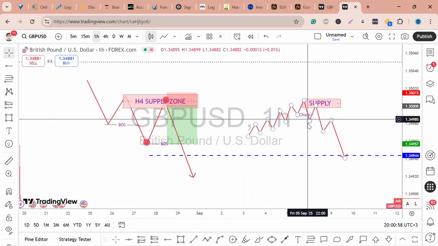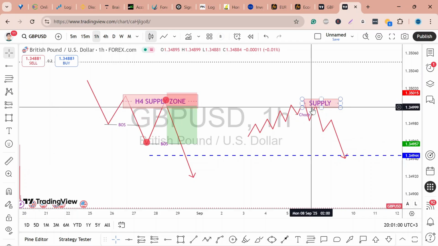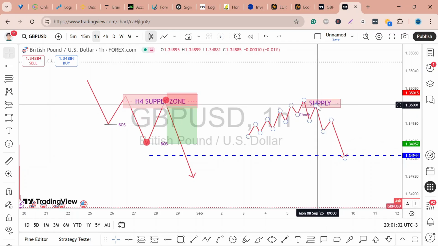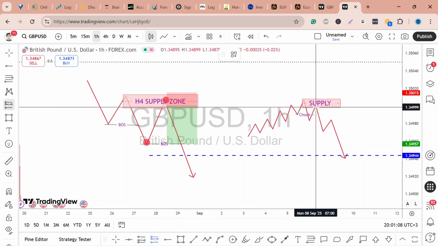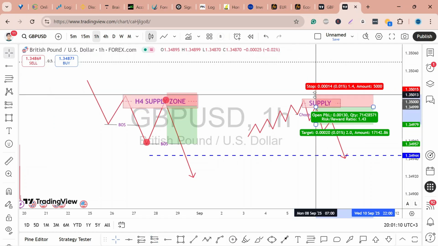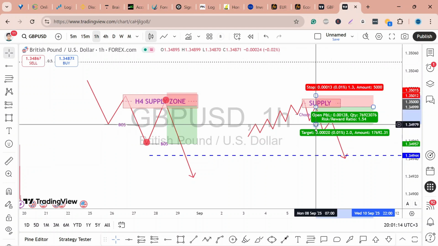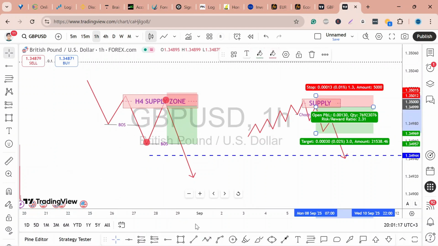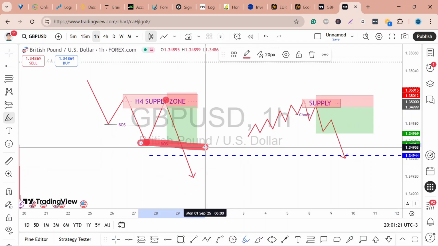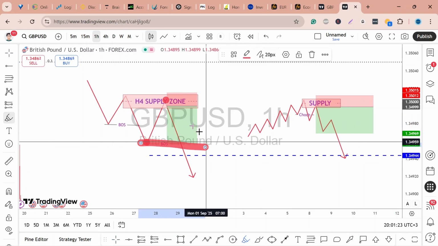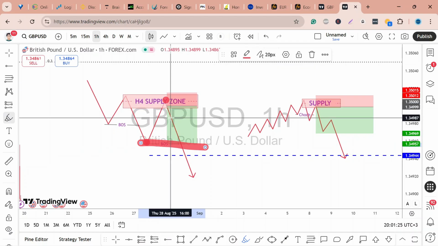Once we have the change of character and price gets back to the lower time frame supply zone, then that is your selling point, that is your entry point, and you will be putting your sell order on that particular level, stop loss just above the structure. Then you will be targeting this low on this side. You'll be targeting this structure on the 4-hour, or rather whatever is your higher time frame, but probably your 4-hour time frame.